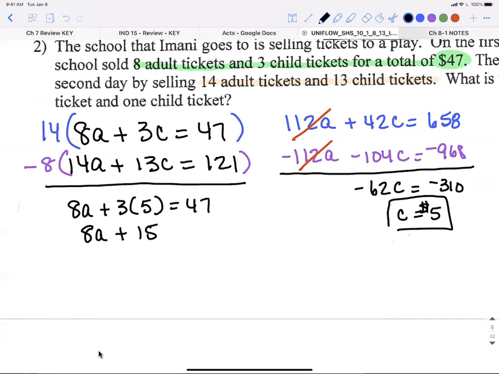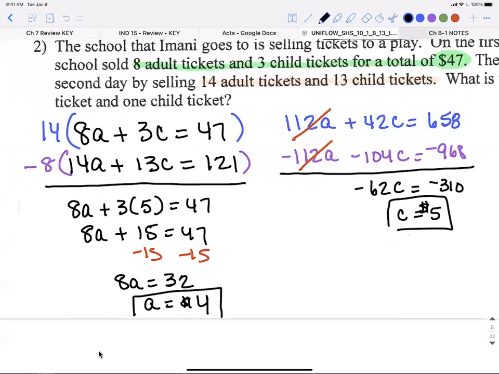3 times 5 is 15. I'm going to subtract 15 from both sides. And I get 8A equals, is that 32? Divide both sides by 8, and I get A equals $4. So my adult tickets are $4, and my children's tickets are $5.